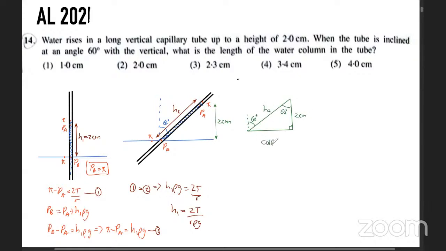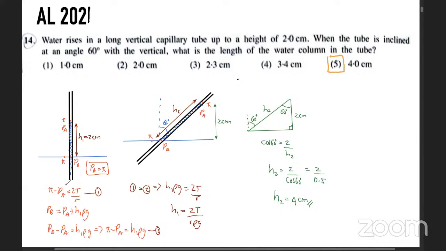We can say cos 60 is equal to 2 over h2. So h2 is equal to 2 over cos 60. That is 2 over 0.5. So h2 has to be equal to 4 centimeters. Right. So the answer has to be the fifth one. That is how you have to handle this question.